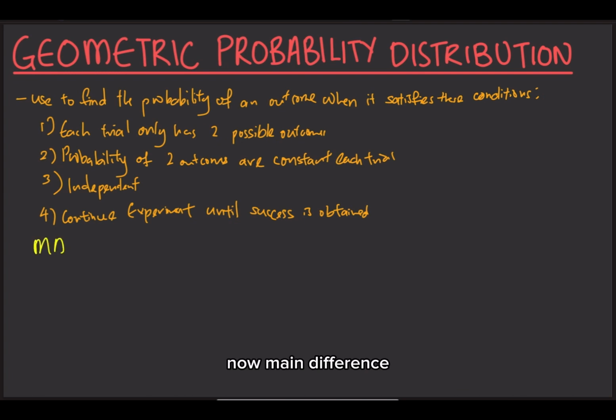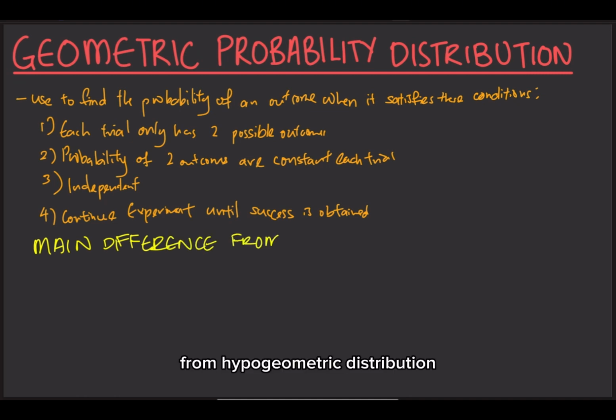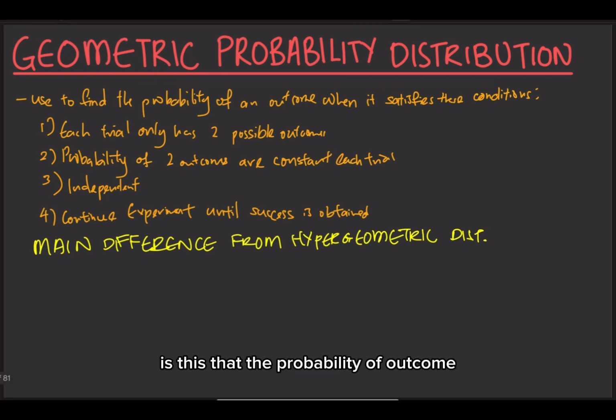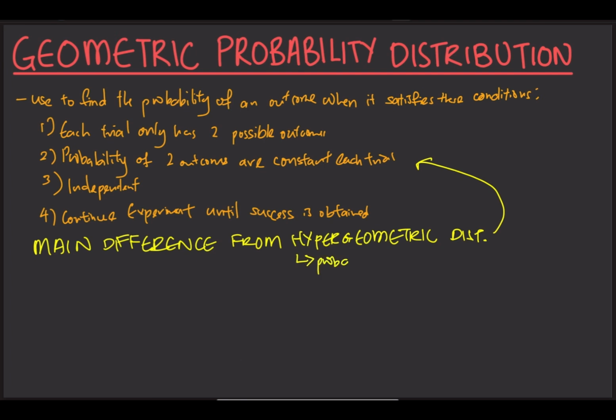Now, the main difference from the hypergeometric distribution, which you can check out in the previous video, is this: the probabilities of the outcomes are constant in each trial. But as for the hypergeometric, the probabilities change in each trial.